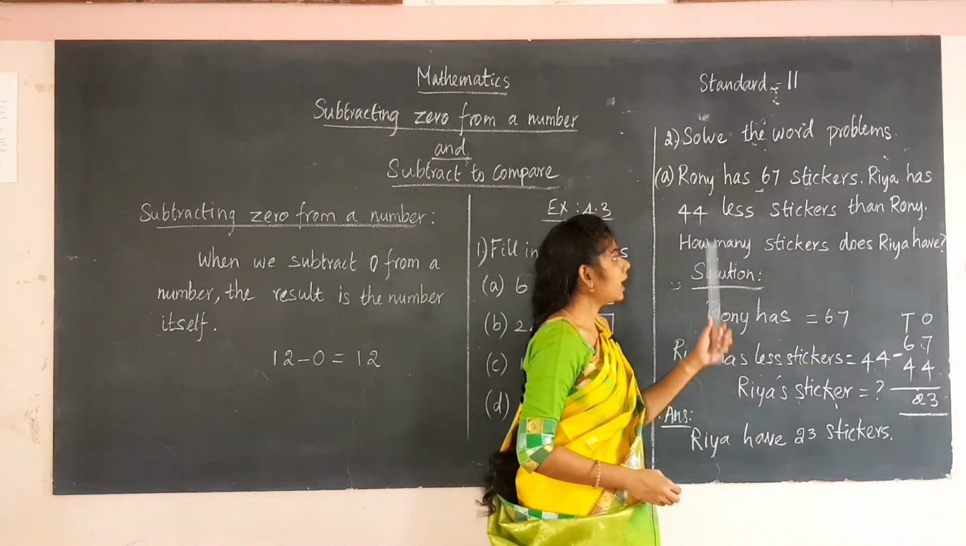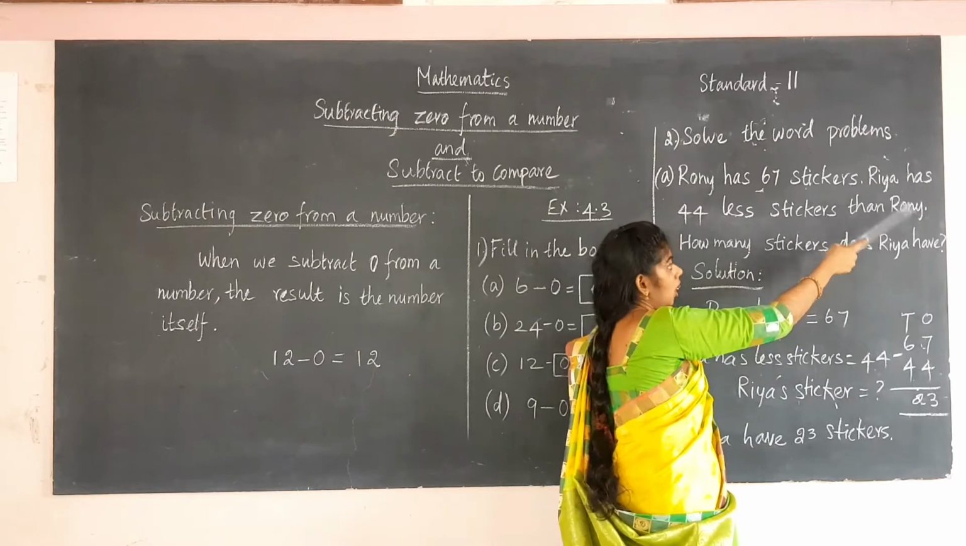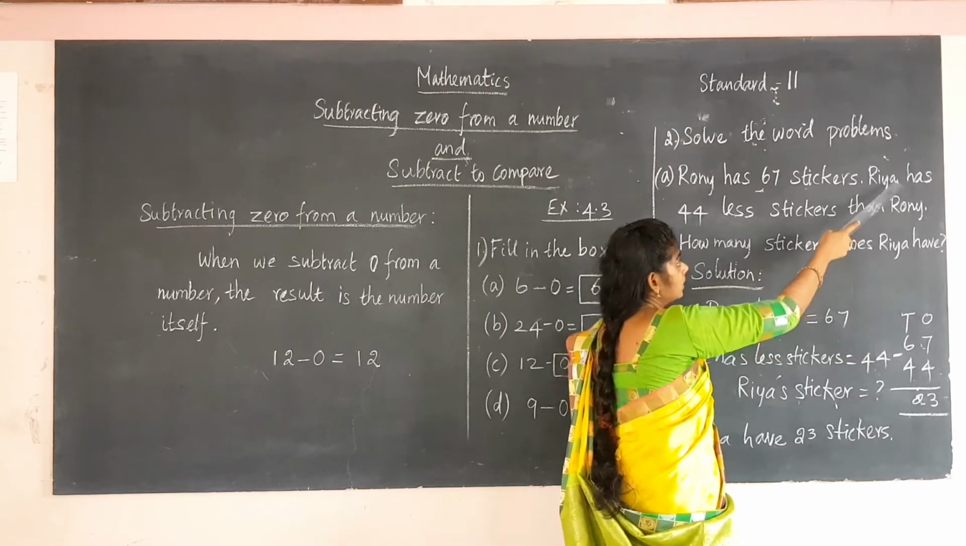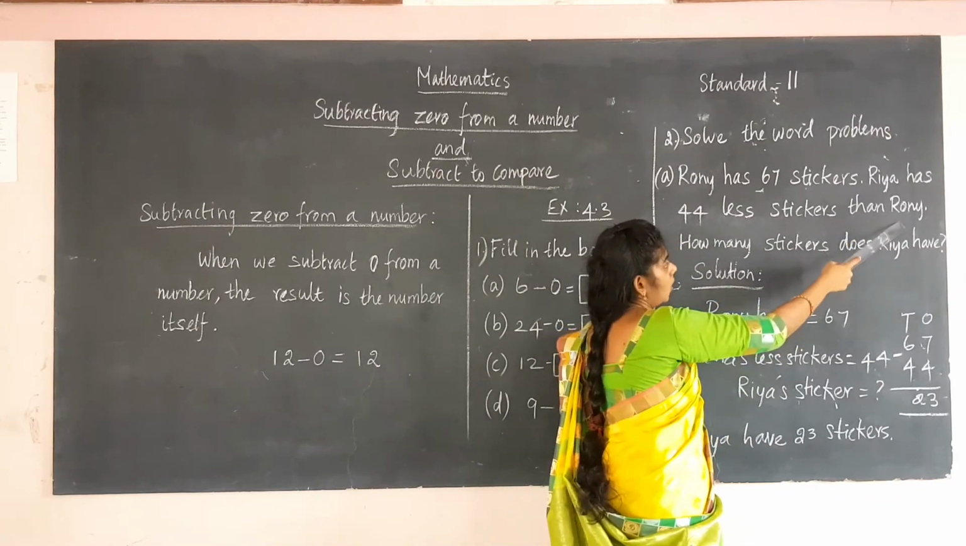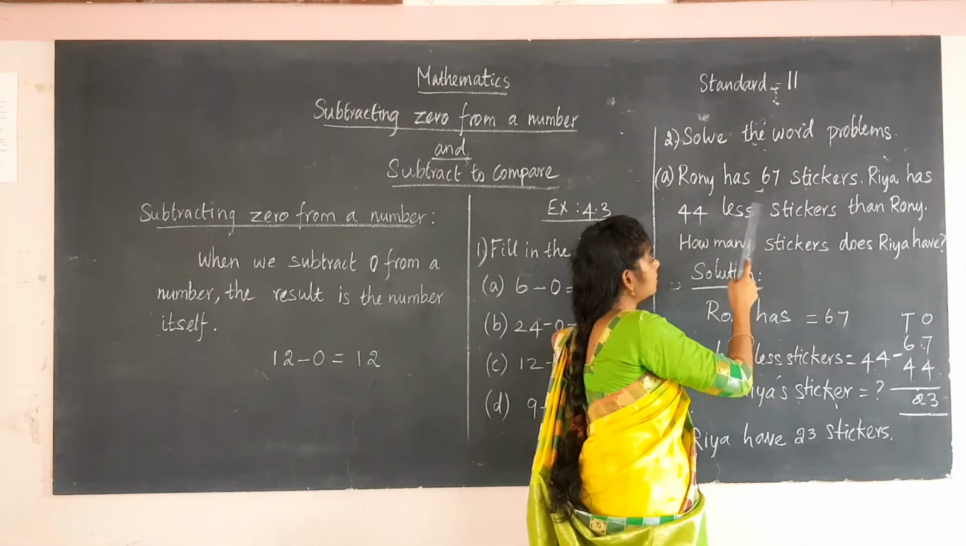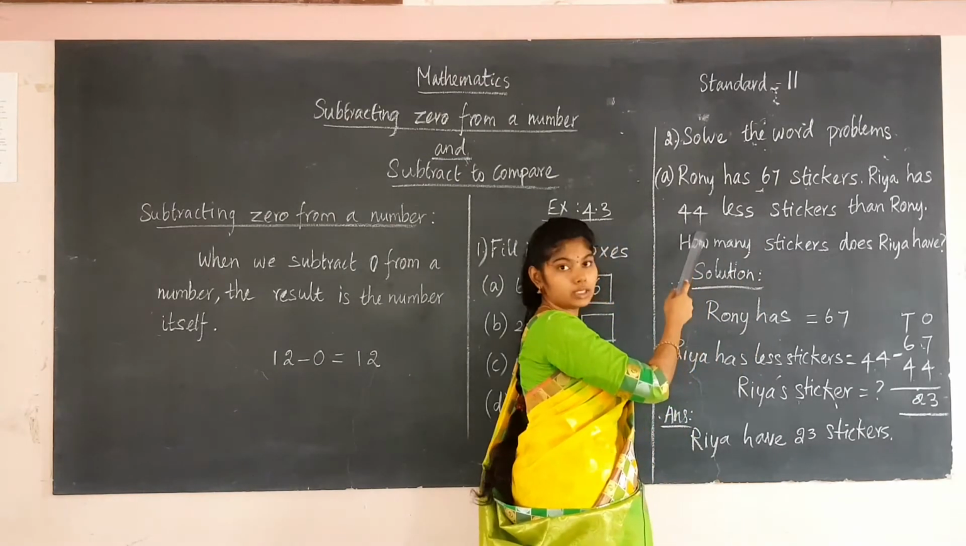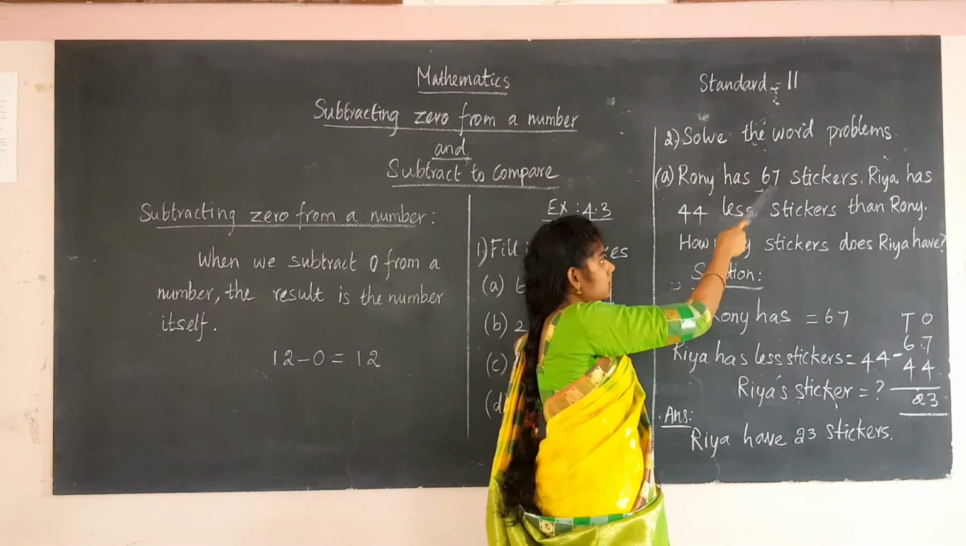So here, what have we compared? The number of Riya's stickers and Ronnie's stickers. How have we compared? They have compared who has fewer stickers than Ronnie. Ronnie's number is 67. So we have compared these two numbers, 67 minus 44. 44 is subtracted from this number 67.